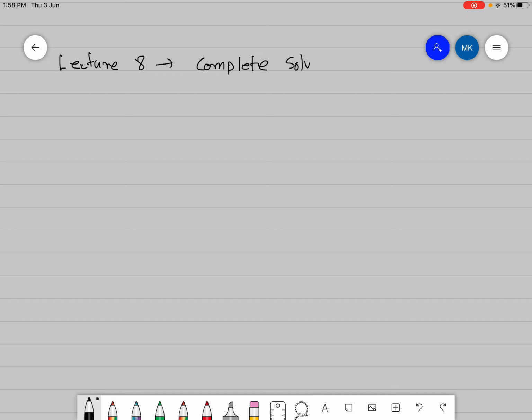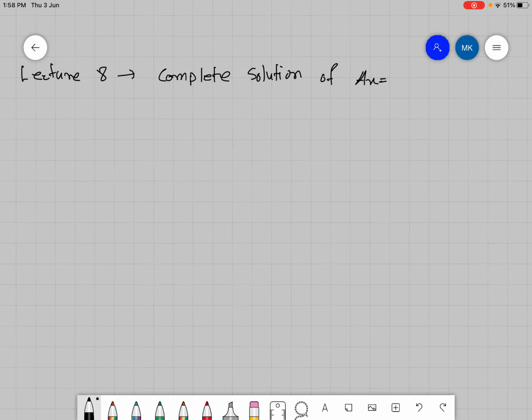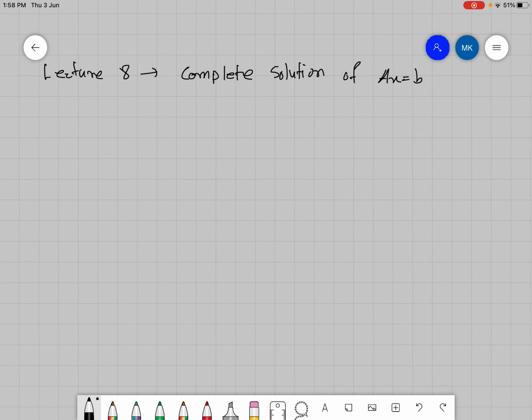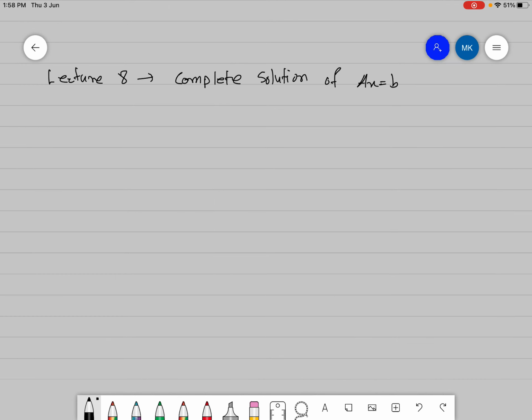This is our lecture 8, and in today's lecture we'll be discussing the complete solution of Ax equals b. In the previous lecture we saw how to find the null space of any matrix, and today's lecture will be about the complete solution of Ax equals b.